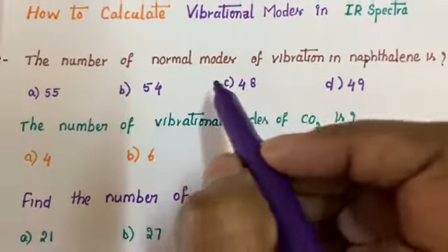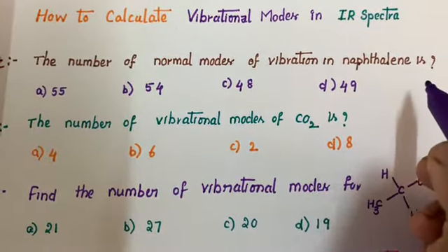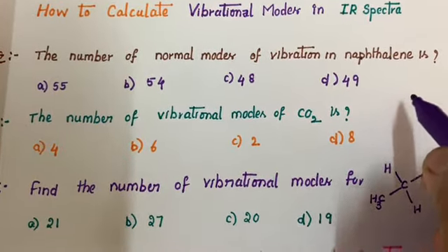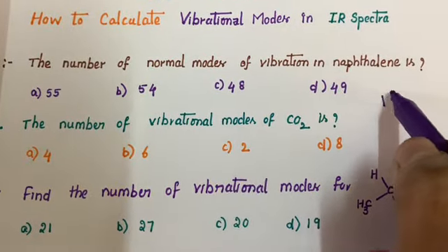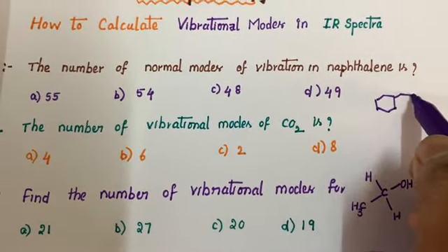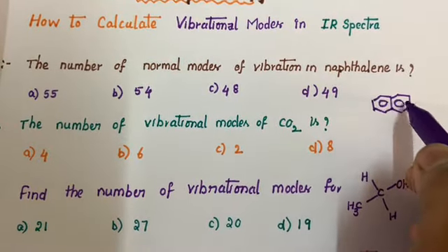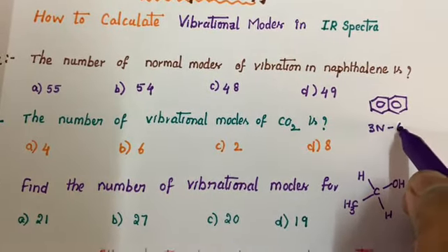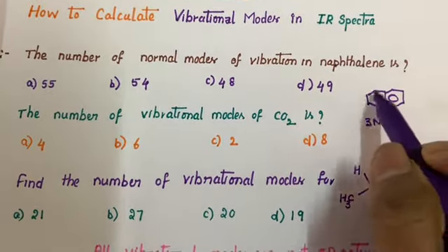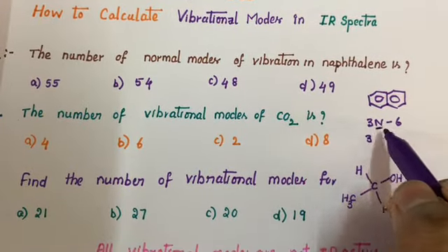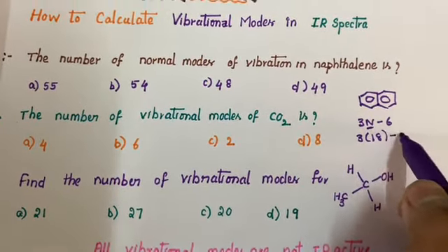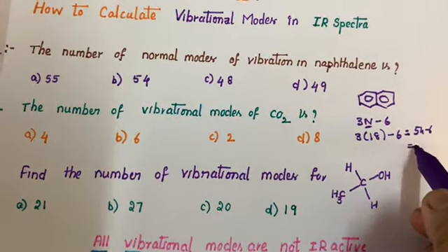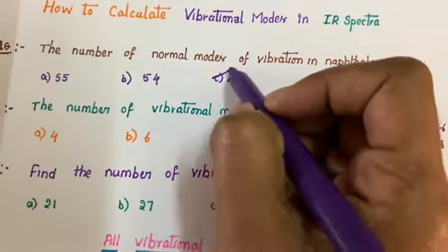The first question: the number of normal modes of vibration in naphthalene is. Naphthalene, as we know, the 2 rings are not in one plane, so it is a non-planar molecule. If you draw a naphthalene molecule, as it is non-linear, you consider the formula 3n minus 6. Here naphthalene consists of 18 atoms in total, so n is 18. 54 minus 6 gives 48. So option C is the right option.